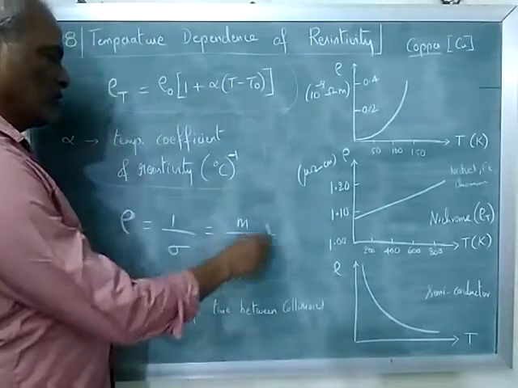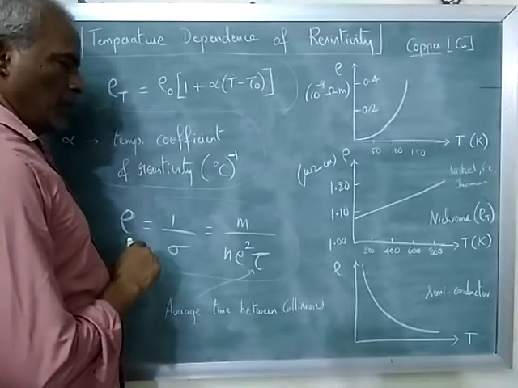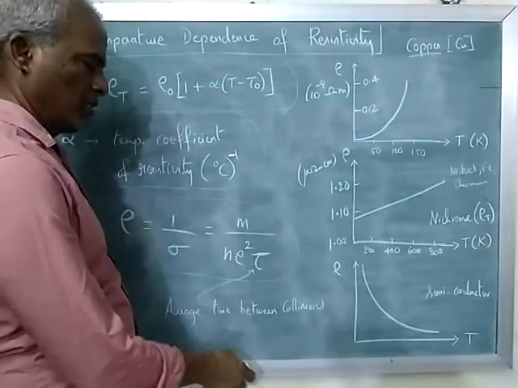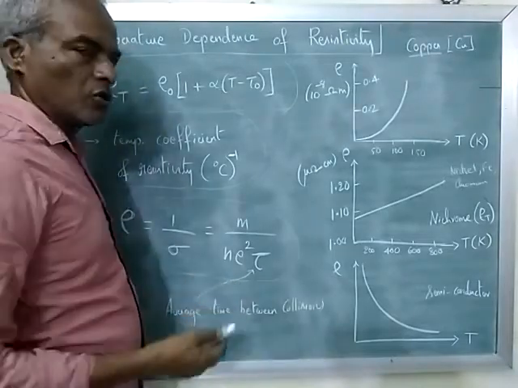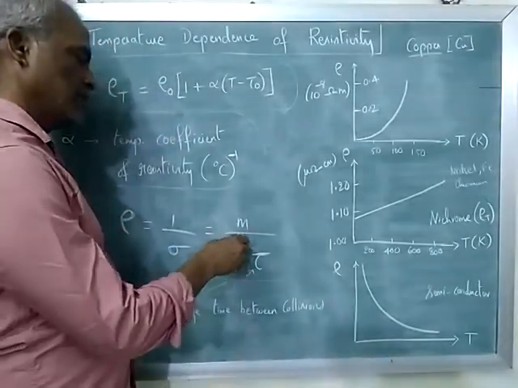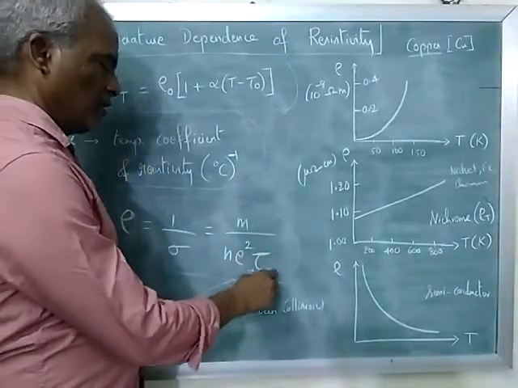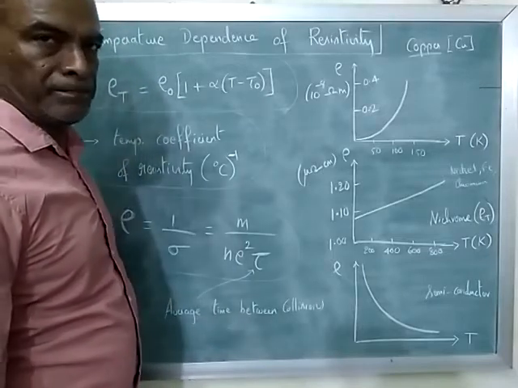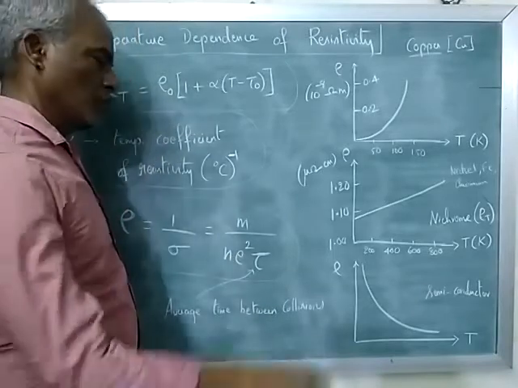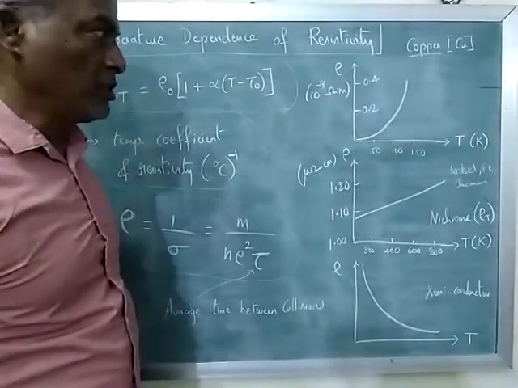So if you carefully watch this formula, the resistivity depends purely on tau, that is the average time between collisions. Just because n, the number of electrons per unit volume, is almost constant, and the mass and the charge of the electron are also constant. But if you carefully see, this tau depends on temperature. That is, the average time between collisions depends on temperature. So since this depends on temperature, the resistivity depends on temperature.